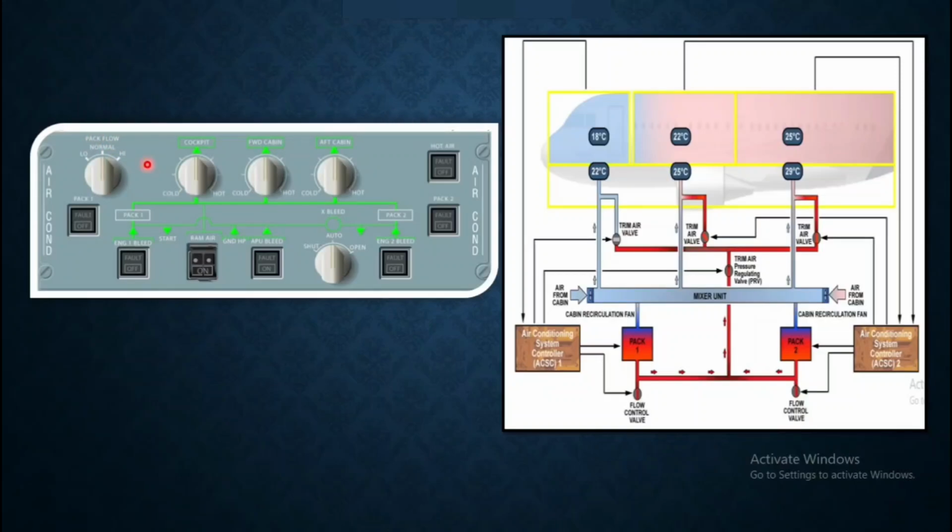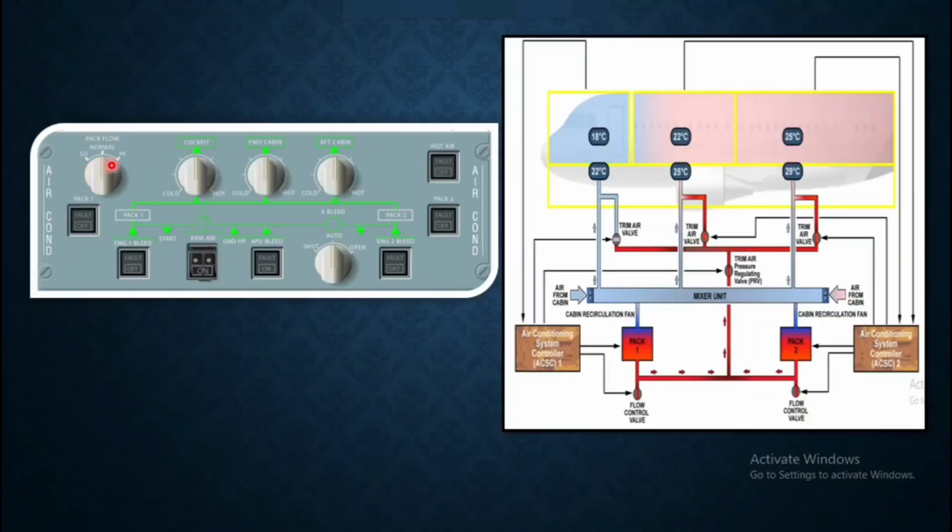Now if we talk about the pack flow control selector, it permits the selection of the pack flow according to the number of passengers and ambient condition, smoke removal, hot or wet condition. So here also you will see low, 12 o'clock normal, and high. Low means 80%, normal means 100%, high means 120%. Manual selection is irrelevant in single pack operation.